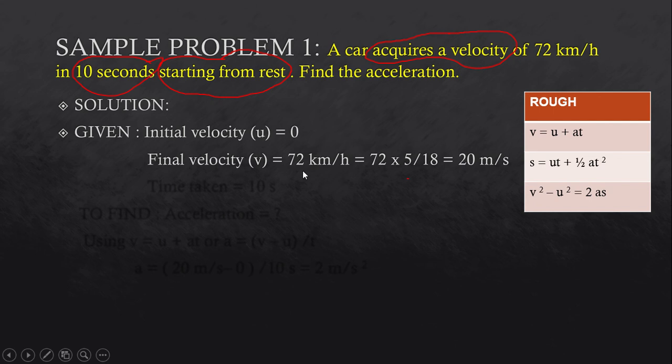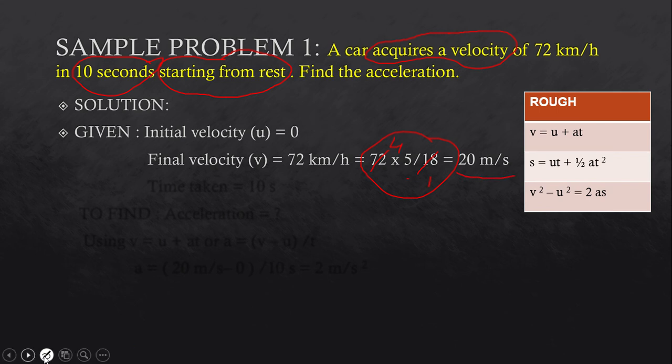But time is given in seconds, whereas final velocity is given in kilometer per hour. It means you need to change kilometer per hour into meter per second. So how to change? Multiply 72 by 5 by 18, like you can see here. We have multiplied 72 by 5 by 18, and then you can cancel 18 one time and 18 four times, right? So now 4 multiplied by 5 gives you 20 meter per second. This is the final velocity.